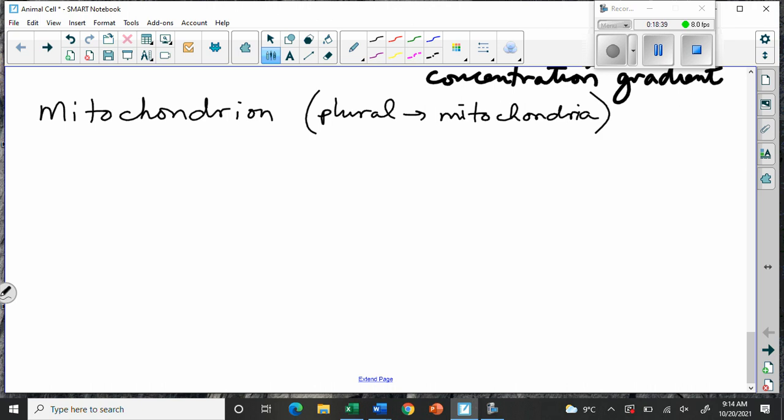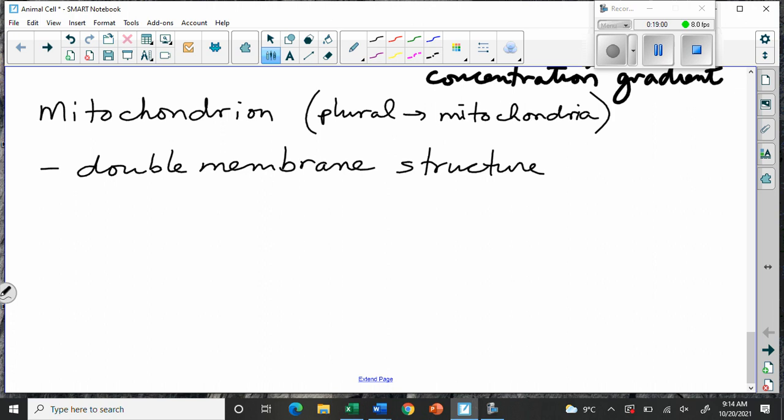And of course, those were the little, I think they were purple in our picture, and they're interesting because they're a double membrane structure. Now, what's neat is you're going to see an example of what we just talked about before. The double membrane structure means they have an outer membrane, and then they have another membrane inside that winds around like this.